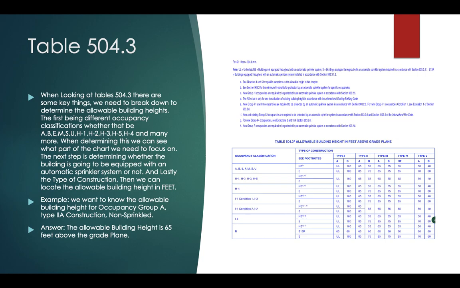So for an example, we want to know the allowable building height for occupancy group A, type 2A construction, non-sprinkled. The answer would be that the allowable building height is 65 feet above the grade plane.